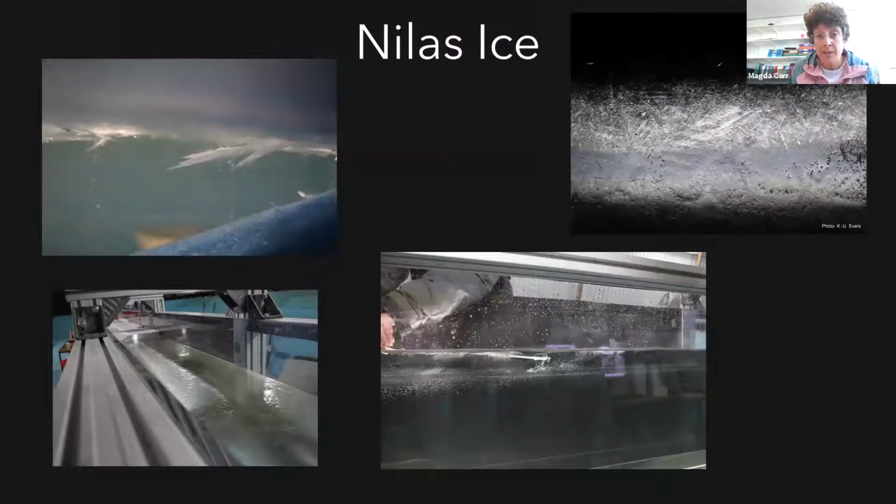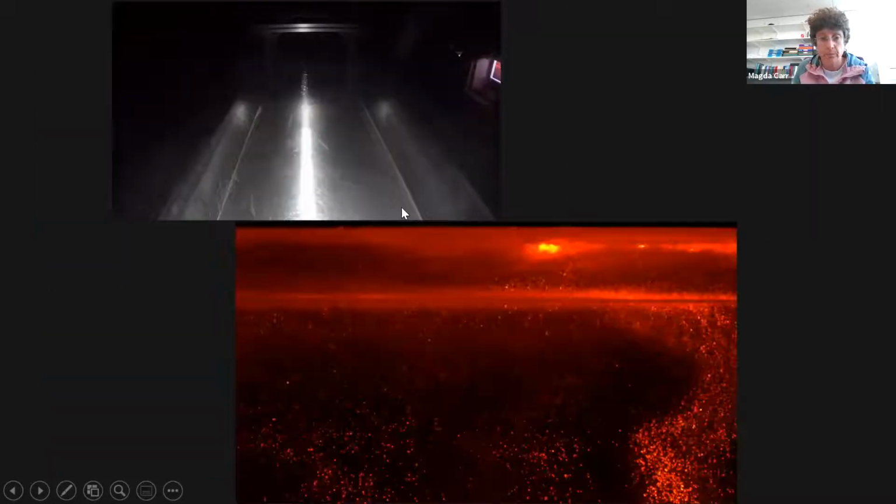Okay, we also looked at nilas ice. We formed this at the top of the experiment just by chilling the lab right down, so we made this in situ. This is a thin sheet of ice. You can see we have some crystals growing down into the water column. This is just me looking underneath that ice.